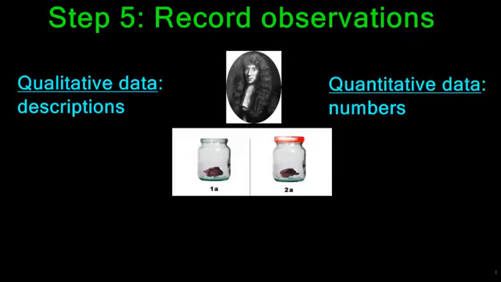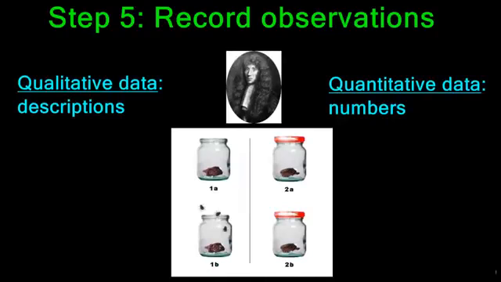In the case of Redi's experiment with the two jars, some of the qualitative data, after finding the results, could be the color of the meat, the smell of the meat, or the texture of the meat. These are all descriptions that would use words to describe the data that results from the experiment.